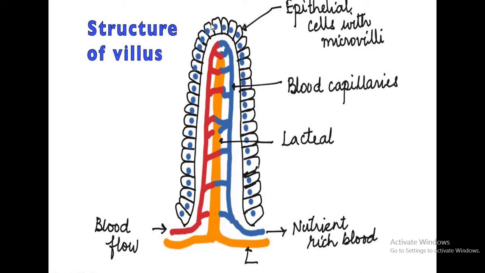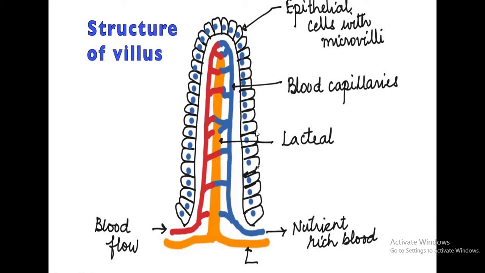So here also the villus is increasing the surface area. Why? Because it is acting like bristles. As the surface area increases, there will be more absorption of digested nutrients. So you understood the reason for the presence of villus in the inner lining of the ileum.